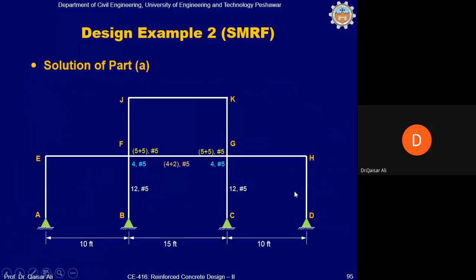This will be 5 plus 5 number 5 bars on this side, 4 plus 2 number 5, 4 number 5, 4 number 5, 12 number 5. This is the flexure reinforcement, and part 1 of this example is covered. Okay.